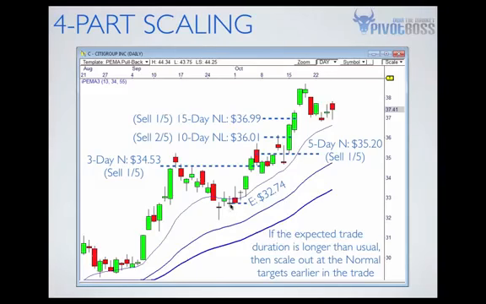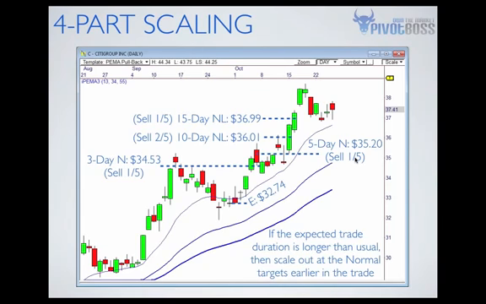So if this is our entry, here's our nice reversal candlestick. We got a very nice push up. We move our entry toward the middle of this wick here. We get in on this doji, 32.74, forecast a 3-day normal target, sell a fifth here, and sell a fifth here at the 5-day target.